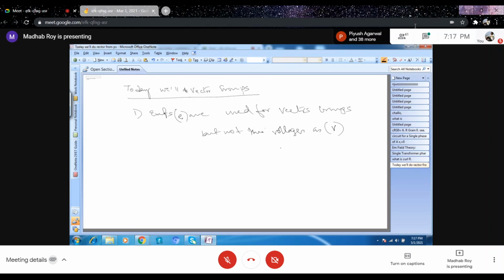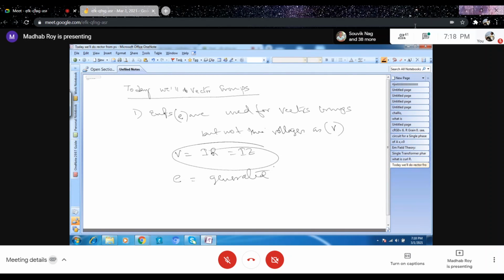Anybody know the difference between E and V? Just tell me if you know that. Sir, V is the applied voltage, E is the induced voltage. Okay. So actually V is basically equal to IR or IZ, by Ohm's law. What is coming, that's called V. But E is actually generated. So that's the difference between E and V.